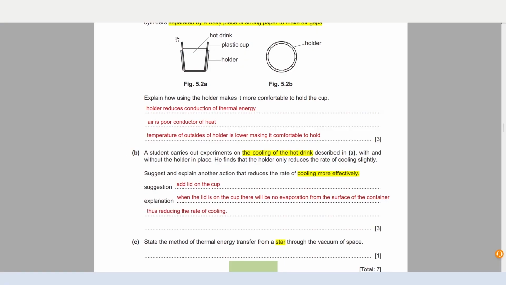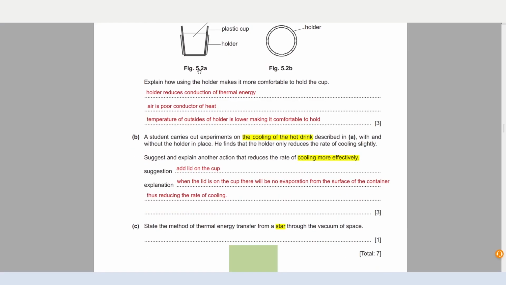When you put a cover on this, what will happen? The molecules won't go out of the cup. They will stay inside the cup. That's why the rate of cooling will be reduced.